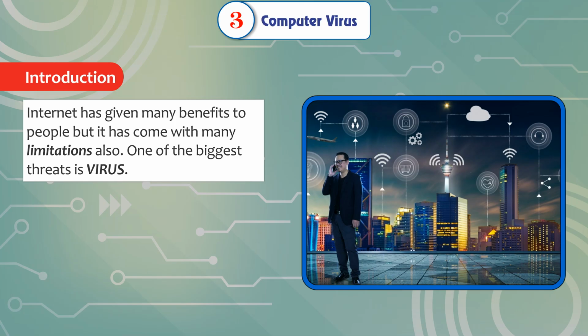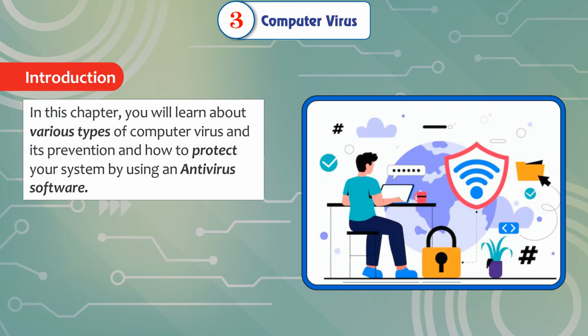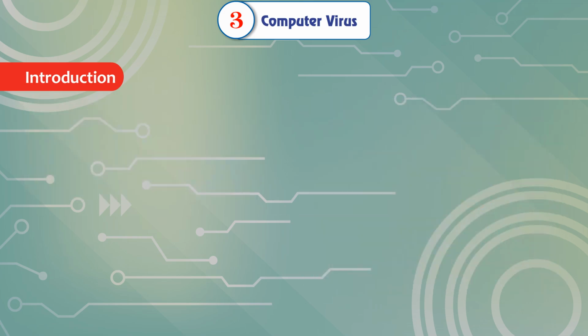Internet has given many benefits to people, but it has come with many limitations also. One of the biggest threats is virus. It is a malicious program which spreads through the Internet, and once it enters your system, it may cause serious loss by corrupting the entire data in the system or shut it down. Virus can be of various types, having different impacts. In this chapter, you will learn about various types of computer virus and its prevention and how to protect your system by using an antivirus software.